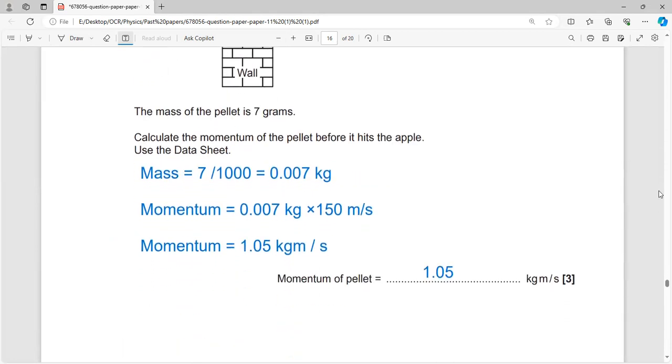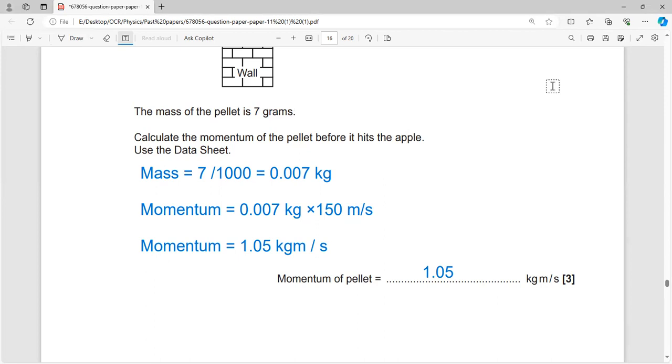So first we need to convert the 7 grams of mass of the pellet into kg. So 7 divided by 1000 grams, that is equal to 0.007 kg. So we are converting this value. Why? Because we should have the same unit. And you can see in the answer, the required unit is kg. So that's why the given grams, we need to convert it into kg by dividing by 1,000.